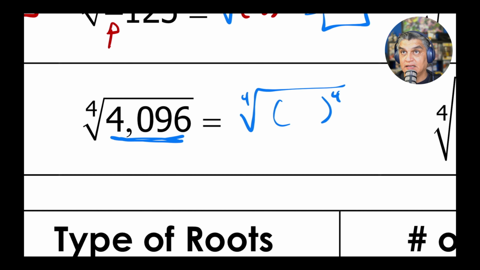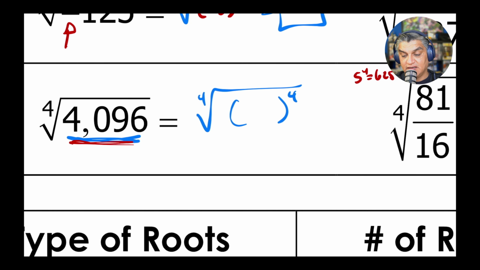Well, let's use our handy dandy calculator to see. Well, 6 to the 4th power. Well, okay, let's try it. What's 5 to the 4th power? Is 5 to the 4th power 4,096? No, 5 to the 4th power, if we think in our brain, is 625. That's not it. What about 6 to the 4th power? Closer, it's 1296, but it's not there. What about 7 to the 4th power? Bingo, 2401. Nope, that's not it either.